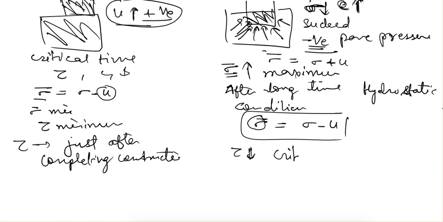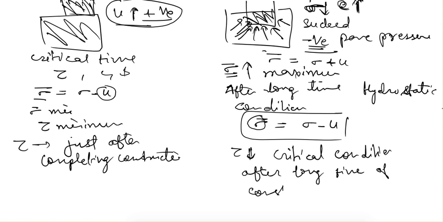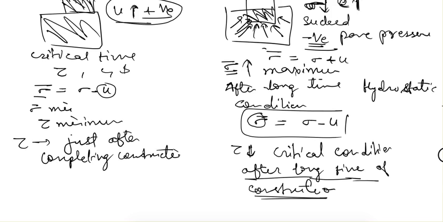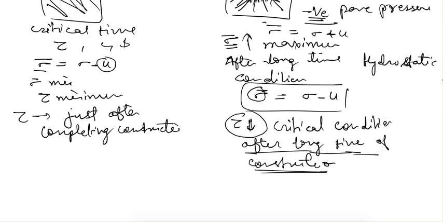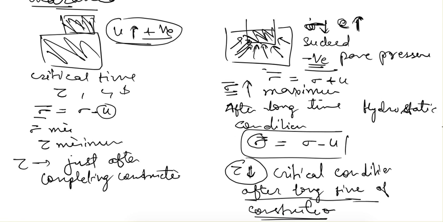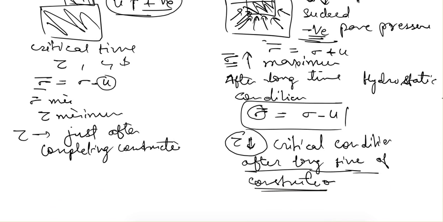So the critical condition is after a long time of construction. So we'll find out the shear strength and shear strength parameters after the construction has taken place, and after that a long time has passed. So then we'll find out the shear strength in case of negative pore pressure, and in case of positive pressure we will find out the shear strength and shear strength parameters just after the completion of construction.